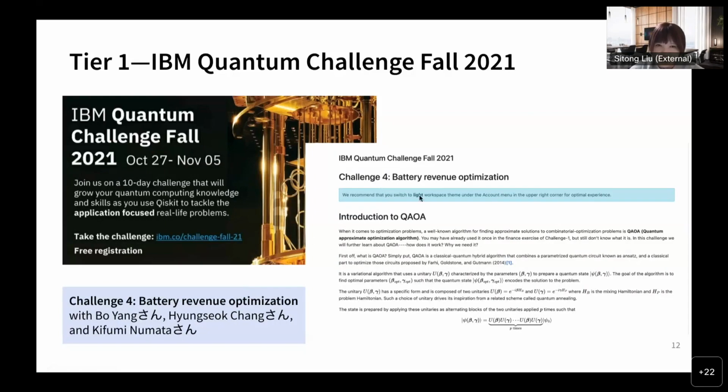Our job was to develop this problem and to support the challenge, to answer questions from the participants. Another thing worth mentioning is that one of the advantages of being in IBM, being a Qiskit advocate, is that you have the chance to support this kind of IBM Quantum Challenge.